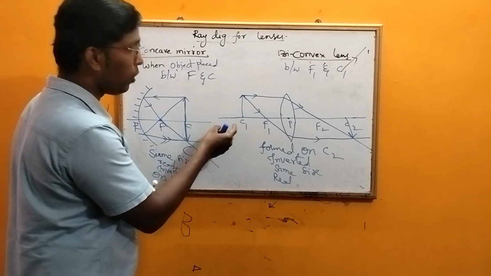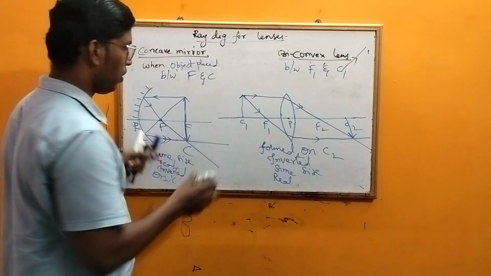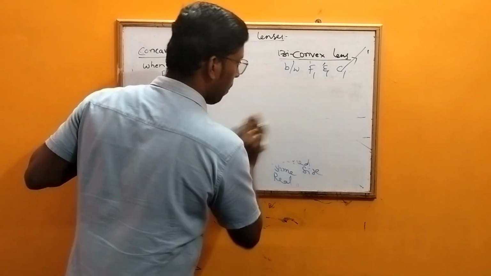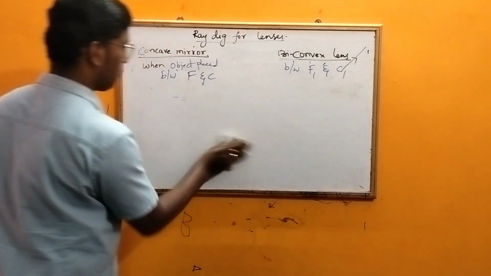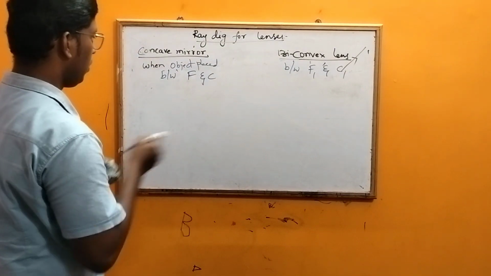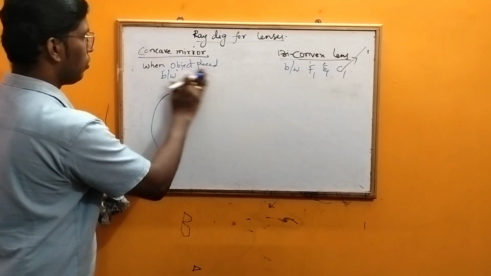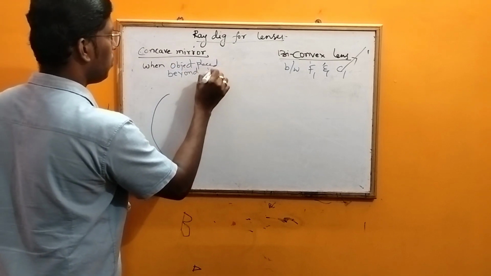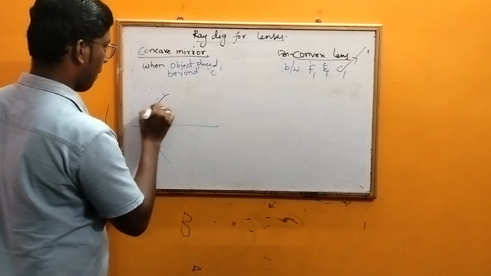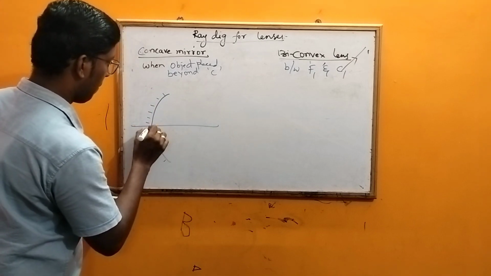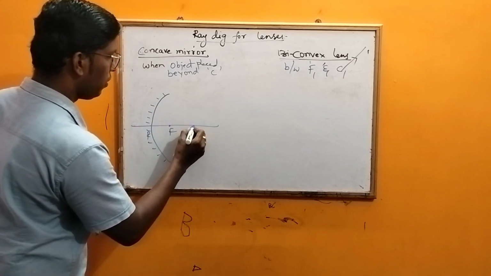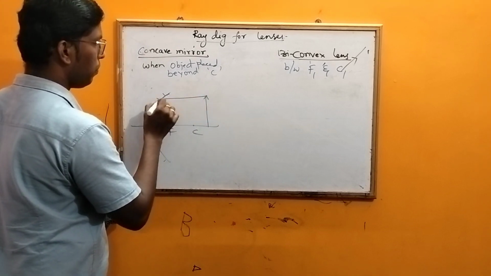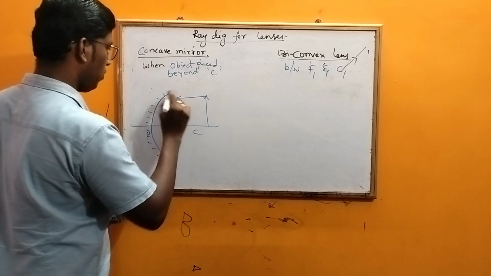Next, beyond C, and you will get between F and C. This is the last diagram using the convex lens. I'll draw the object placed beyond C, pole, focus point, center of curvature. So beyond C, a parallel line.